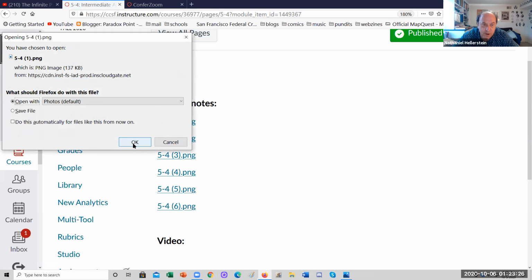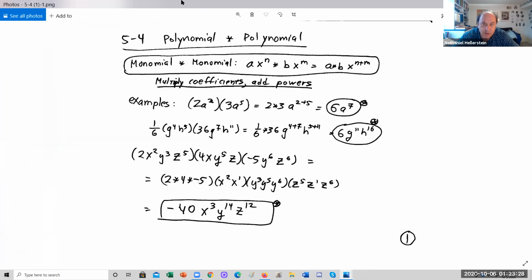5.4, number 1. 5.4 talks about multiplying polynomials instead of adding and subtracting. We'll start off with a one-term polynomial called a monomial. So it'll be a coefficient times the power of x. Now that times another coefficient times another power of x. Ax to the n times bx to the m. The coefficient is a times b. But for x to the n times x to the m, we add the powers. So we multiply coefficients and add powers.